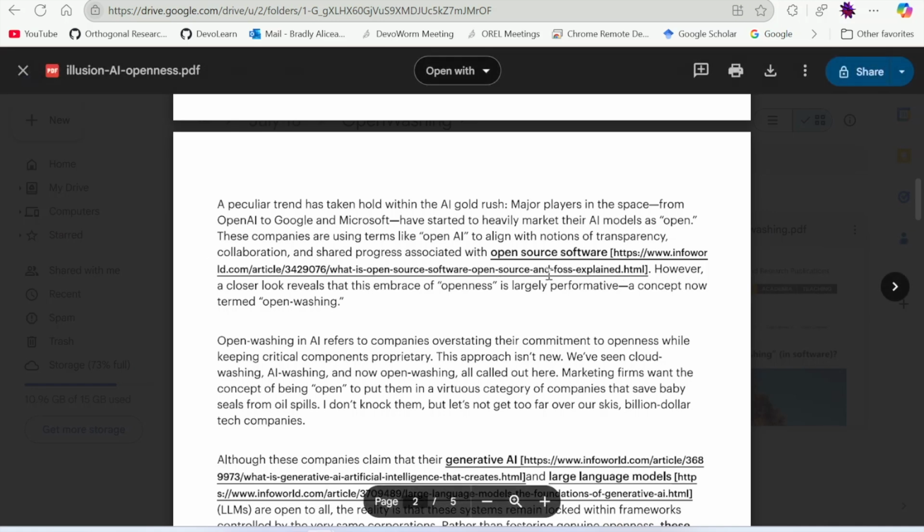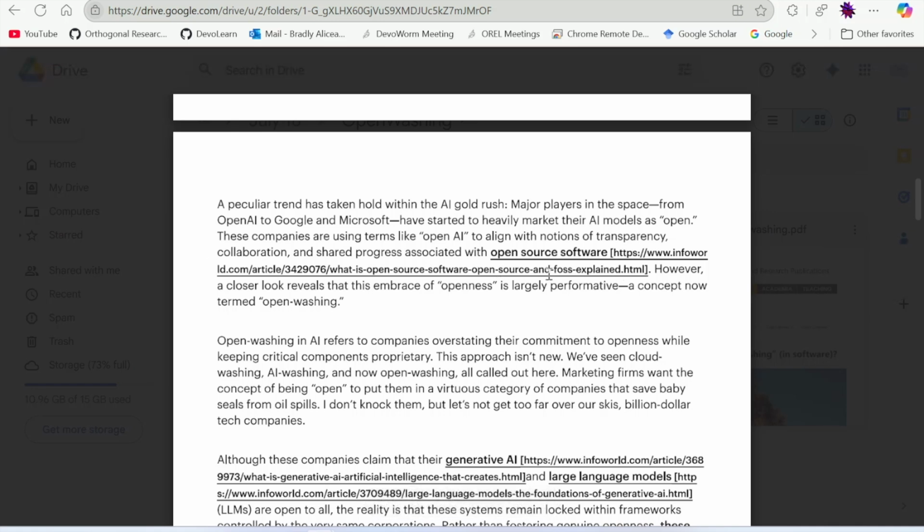You can think of FOSS, or free and open source software, as a model for this, and of course that's what we expect, at least something similar to that. And of course, we don't get that, because when they use the term open, it could mean something very different. In this case, openness seems to be largely performative. This is what we refer to as openwashing. In the AI space, openwashing refers to companies overstating their commitment to openness while keeping critical components proprietary.